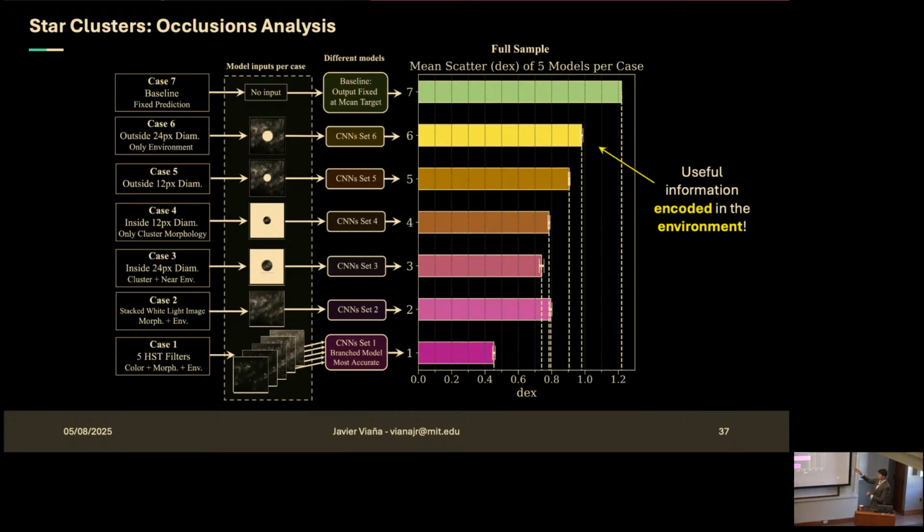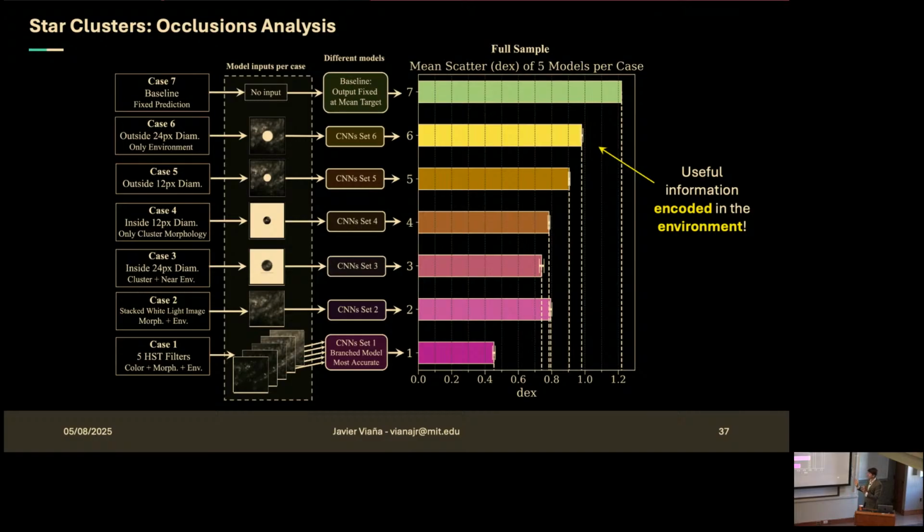The case 4, 12 pixels, that's a little higher. And then we go outside 12 pixels diameter for the environment, and you see that it's doing a little worse. When you go all the way to 24 pixels diameter, you still have a little less. And now the very top case, which is a very important case to compare and to understand this plot, is the baseline prediction. It's a fixed guess.